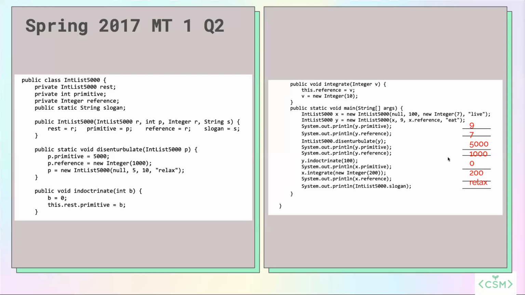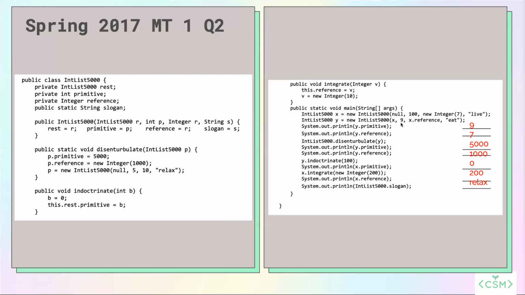So yeah, when I'm working with these problems, I usually just like doing it literally line by line. So let's start off with this first one here, where it's asking us to find the result of System.out.print of y.primitive. So what we want to do is first go to y, and we see it's instantiated with rest equal to x, primitive equal to 9, and then x.reference is the reference, and then the slogan is eat. So right away we'll find primitive, which is y.primitive, and that will be 9 here.